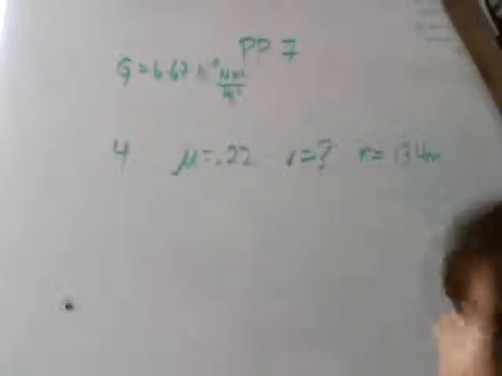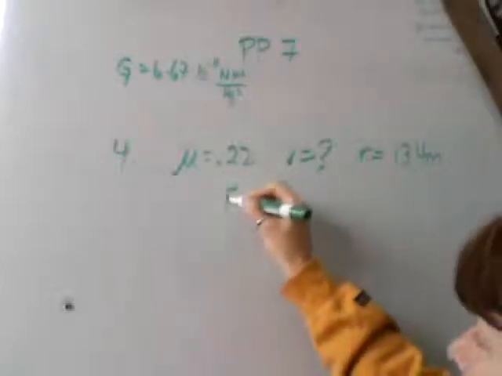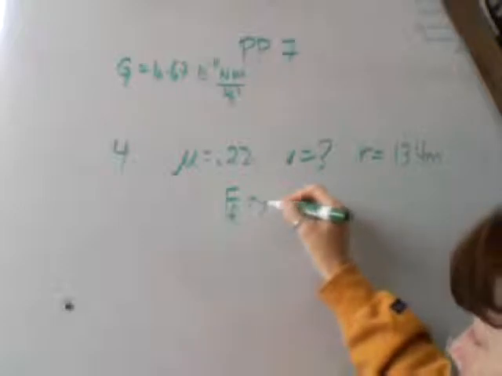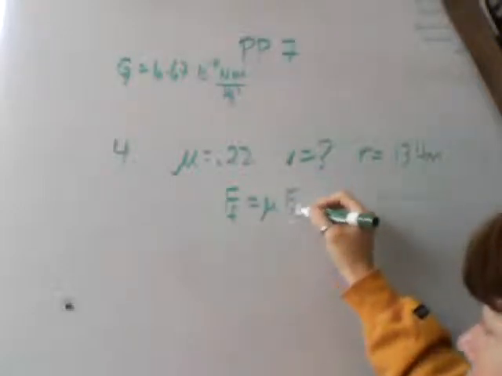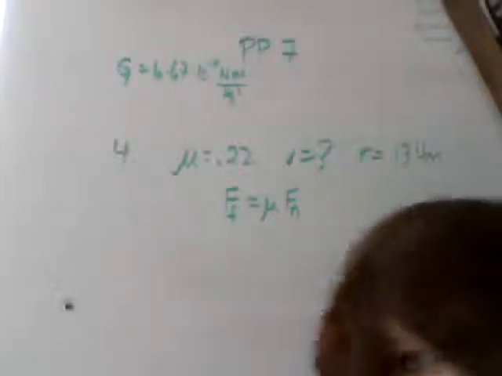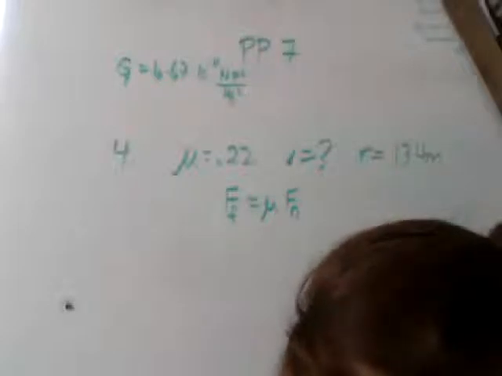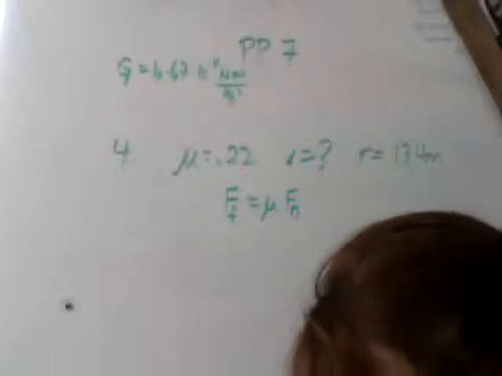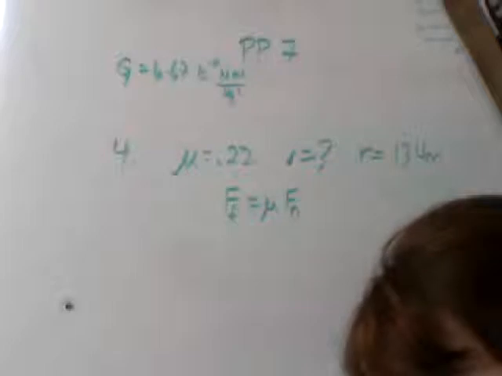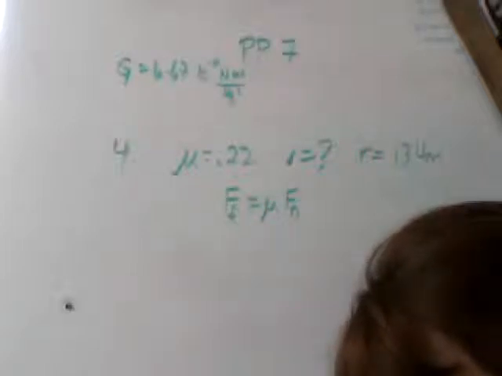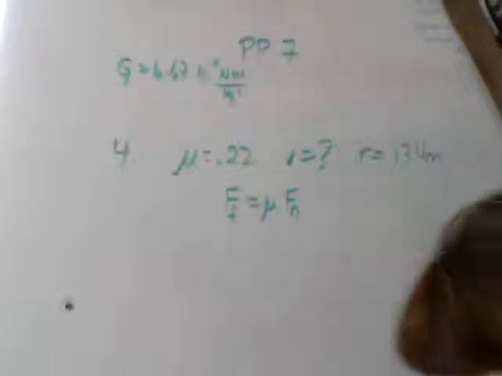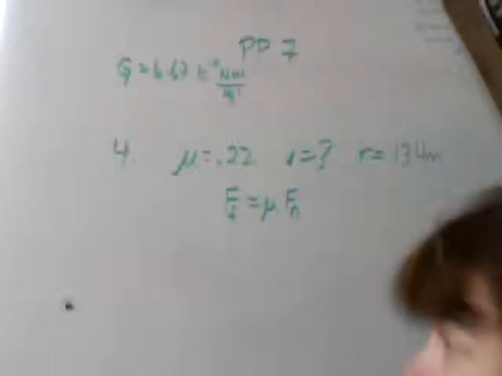So we know a couple formulas. We have to think back to the last chapter. We know that the force of friction is equal to mu times the normal force. And when we're talking about centripetal motion, we know that the normal force is going to be the mass times the acceleration.